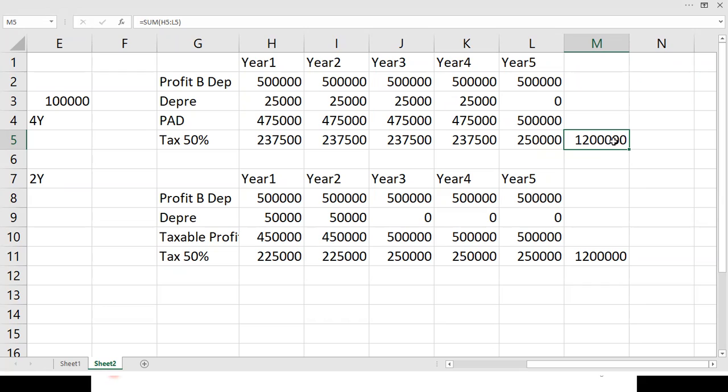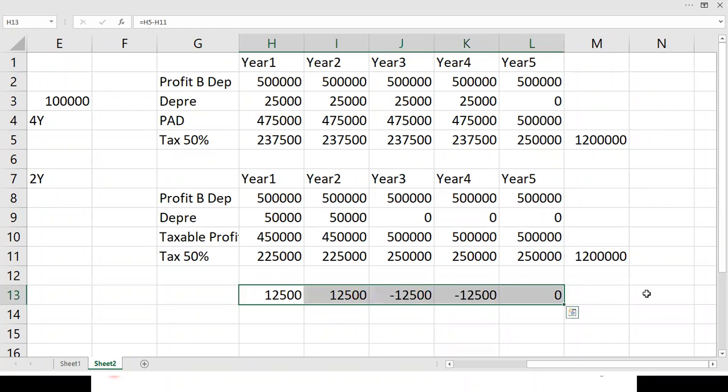Equal or different amount, total amount paid to the government by the company for the last 5 years? The same. Very good, right. But in year one, how much difference? Based on the accounting profit, he paid 237,000, but according to the taxable profit, like that. So what happens here? Difference.